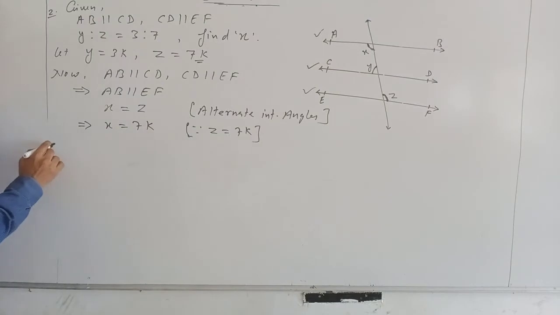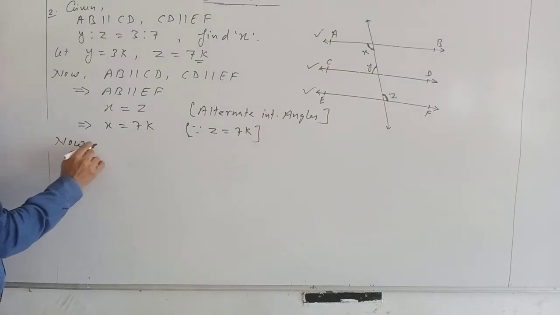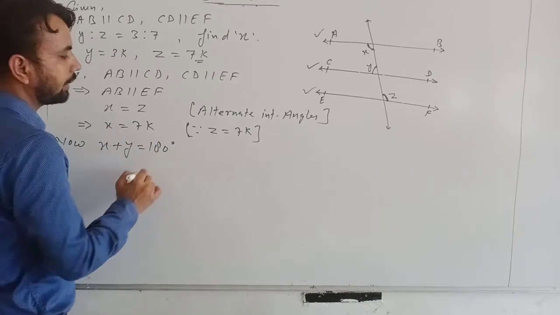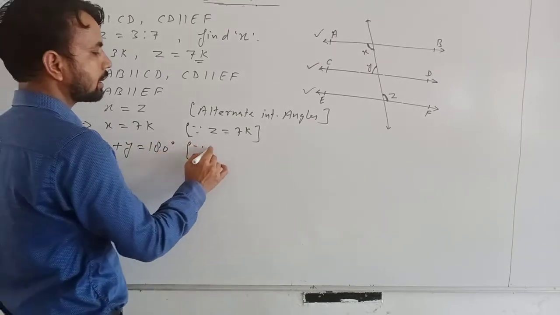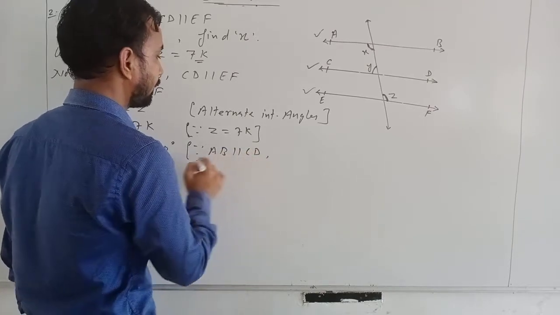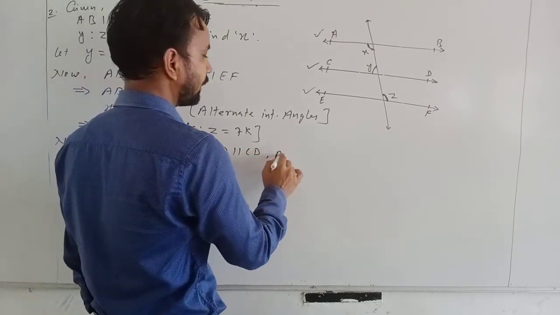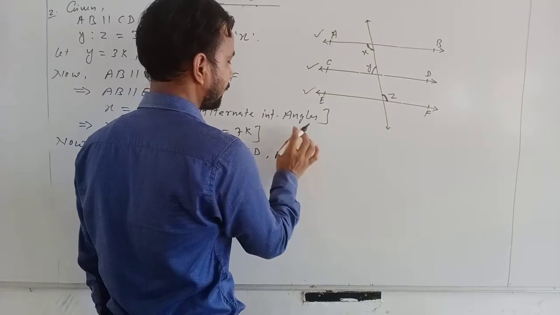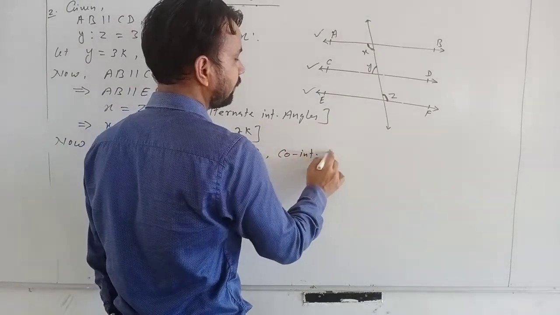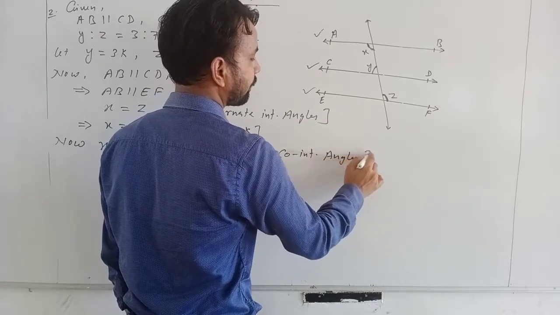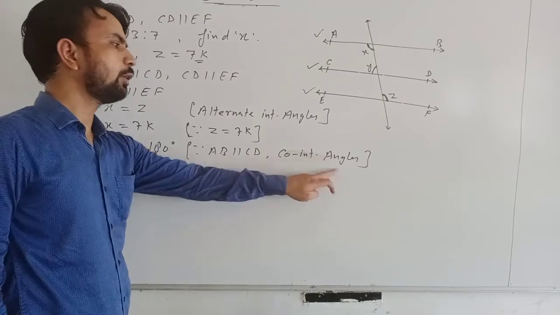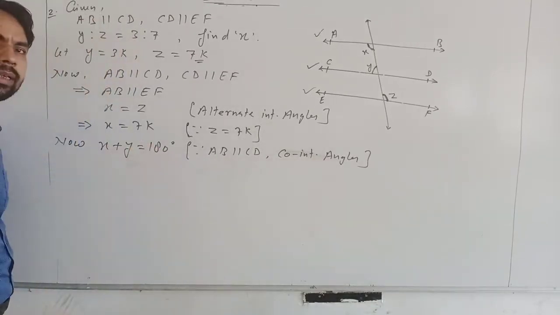So now X plus Y equals 180 degrees. Reason: since AB is parallel to CD, these are co-interior angles. Because AB is parallel to CD, the sum of co-interior angles is equal to 180 degrees.